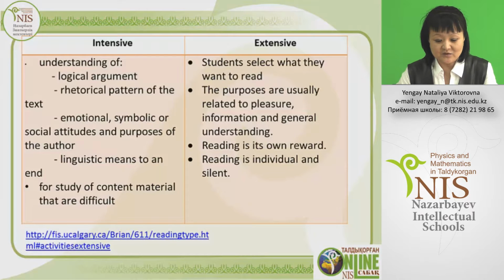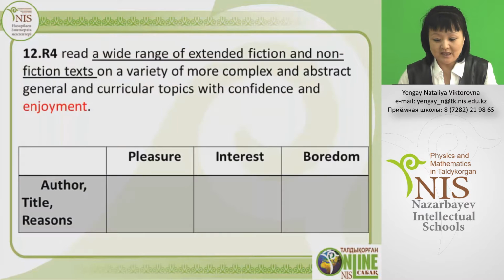And I'd like to focus your attention on learning objective 4: read a wide range of extended fiction and non-fiction texts on a variety of more complex and abstract general and curricular topics with confidence and enjoyment. How do you check whether your students enjoy the read material? We suggest our learners use the following simple table. Of course, the table can be constructed with a range of emotions according to your and your learners' preferences.